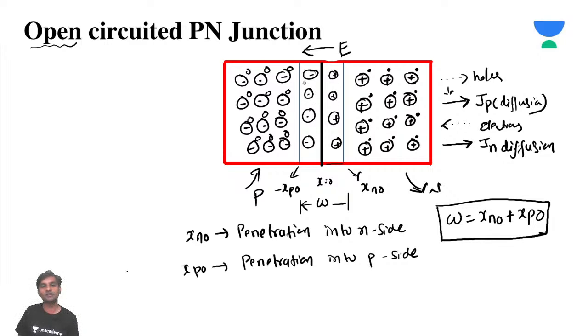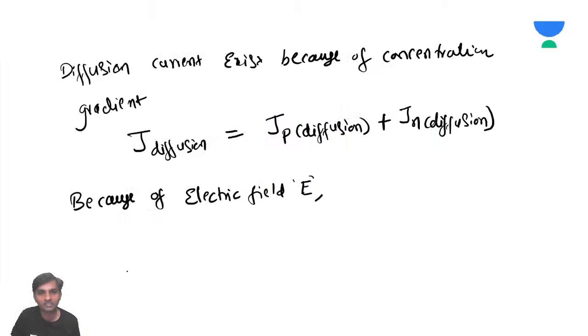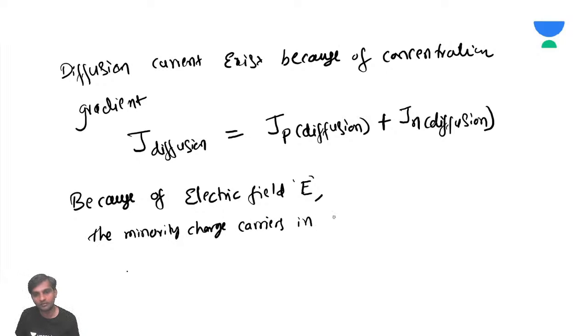So now what happens, sir? The minority charge carriers in P, which are electrons, are attracted by positive ions.